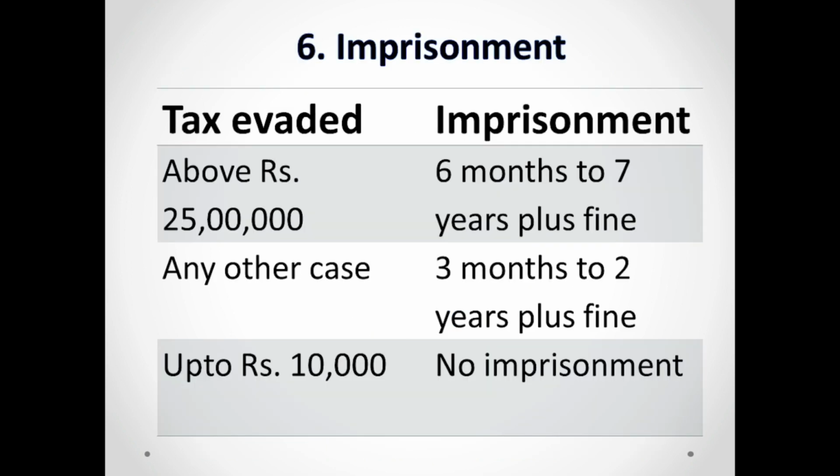Next, imprisonment. Let's say tax evaded is about 25 lakh rupees. Imprisonment will be 6 months to 7 years plus fine, and in any other case, 3 months to 2 years plus fine. And if the tax payable is just up to 10,000 rupees, there will be no imprisonment.